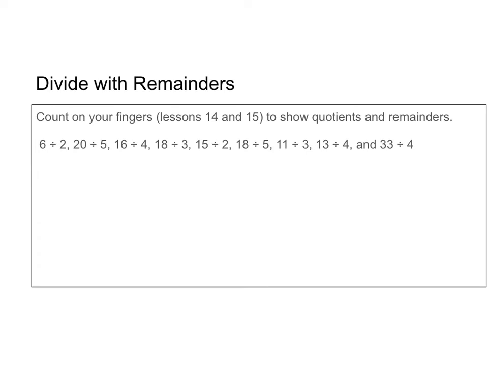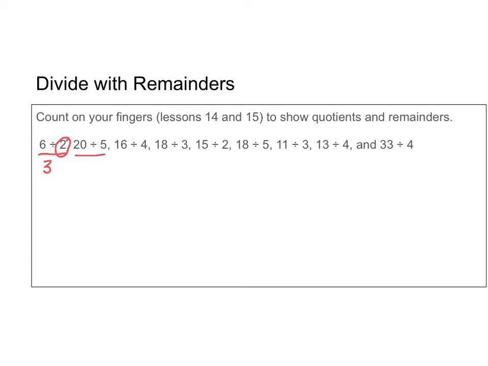All right, so we've got 6 divided by 2 is our first problem. So if we count on our fingers by 2s, because that's what we're dividing by, right? So we're going to count by 2s to 6. 2, 4, 6. And we got there, so that was how many times? How many 2s were there in 6? Well, there were 3.